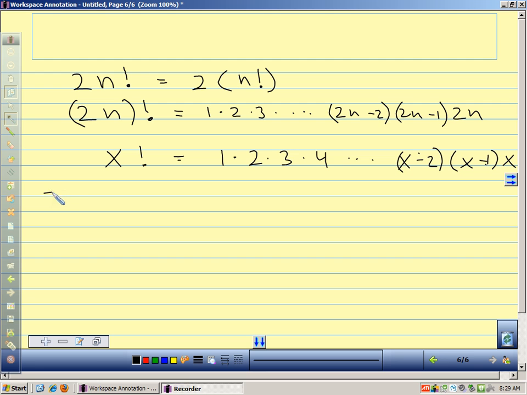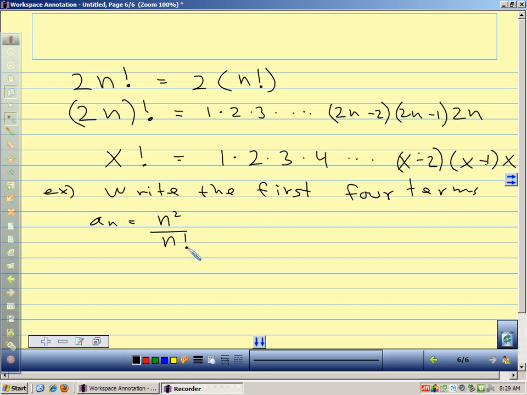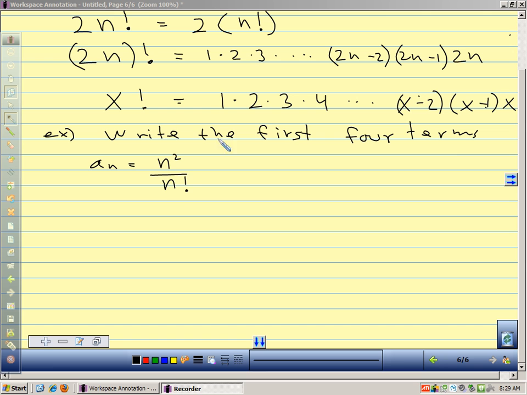So let's do some examples with factorial notation. If we want to write the first 4 terms of our sequence a sub n, which is n squared over n factorial, we're just going to plug in 1 through 4 for each of our terms. So a sub 1 is 1 squared over 1 factorial, which is just 1. A sub 2 is going to be 2 squared over 2 factorial, which is 4 over 1 times 2, which is just 2.